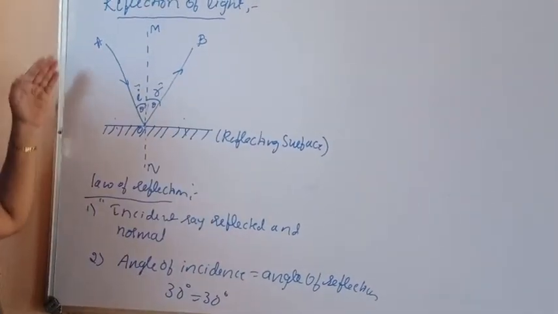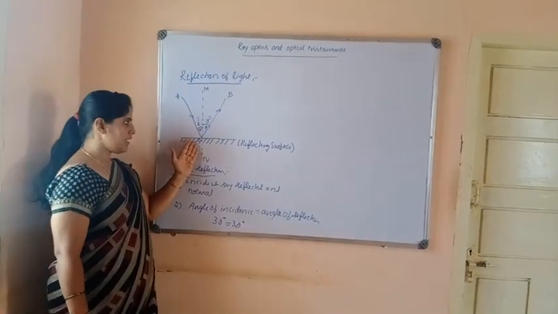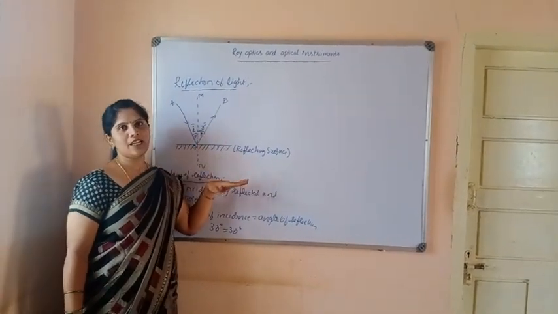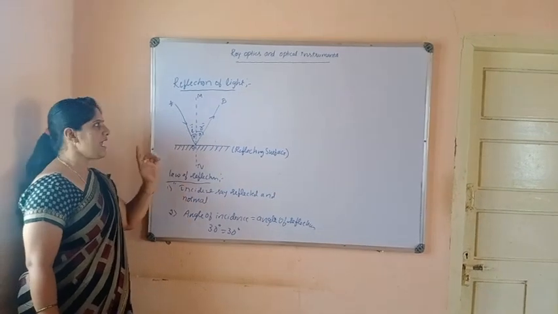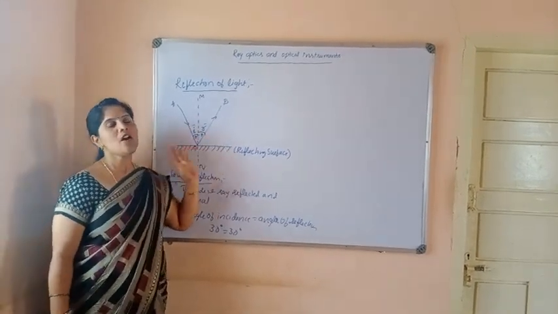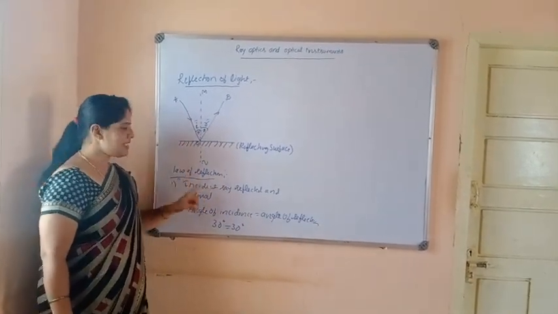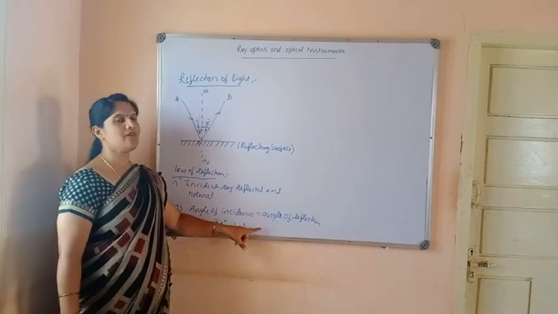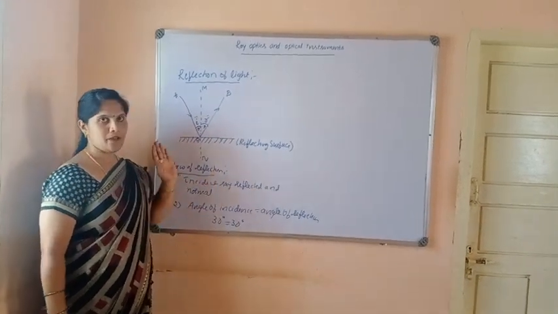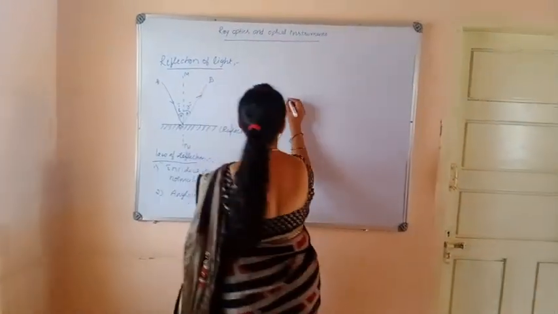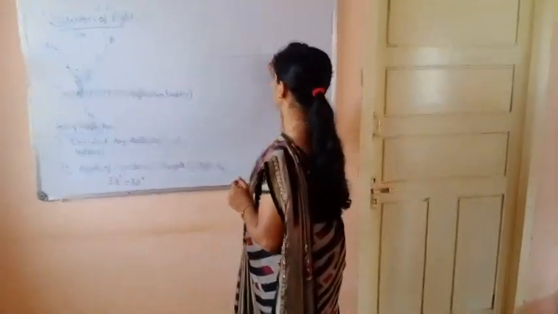Suppose a ray of light is incident on the surface at an angle of 40 degrees, then what will be the angle of reflection? Yes, the angle of reflection is also 40 degrees. That means the angle of incidence and the angle of reflection are the same. Okay. Now let us consider another example.